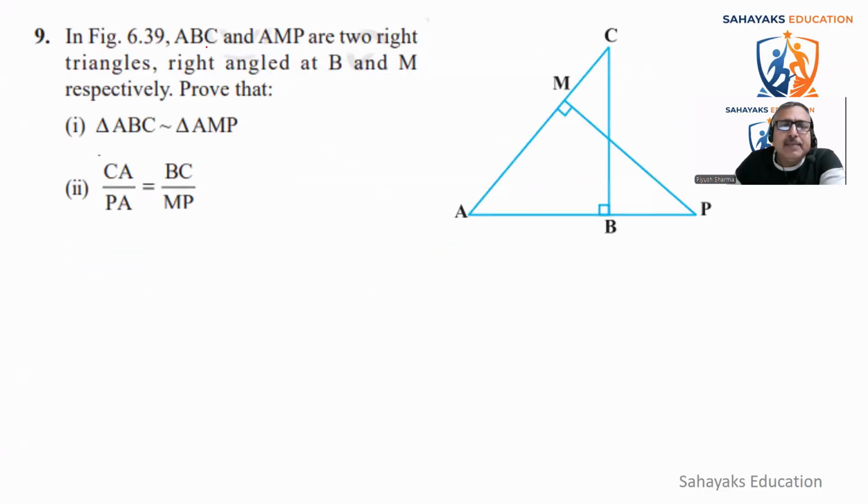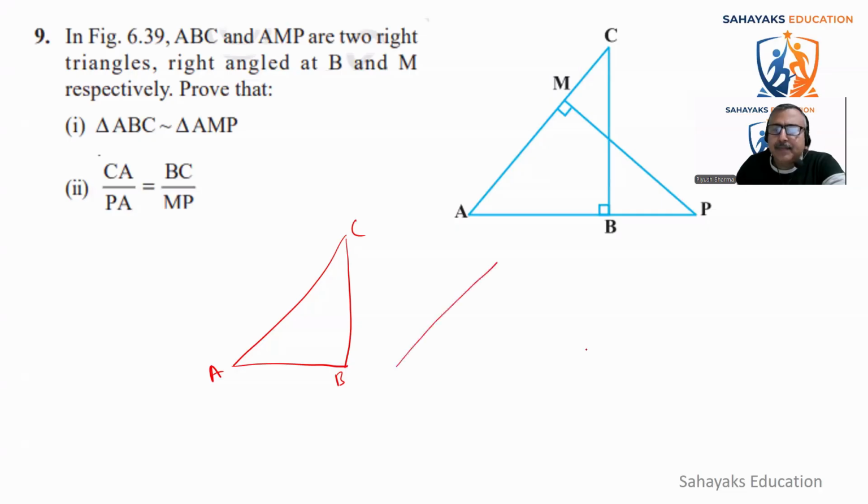In figure 6.39, ABC and AMP are two right triangles, right-angled at B and M respectively. Prove that triangle ABC is similar to triangle AMP. So I'll just make these triangles separately, and then you can say that they are similar. So I'm just making the triangle ABC. This is A, B, C. Now I'm making another triangle A, M, P.